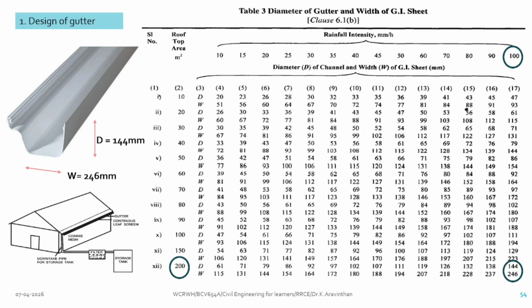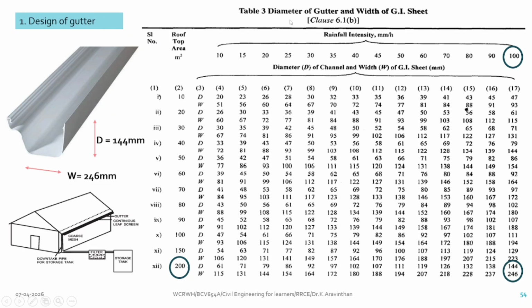Now first one is design of gutter. The gutter is a component where the rainfall that falls on the roof is going to be collected. So this is the first component of design. There are 4 main components for a rooftop rainwater harvesting system: gutter, pipe, filter and storage.